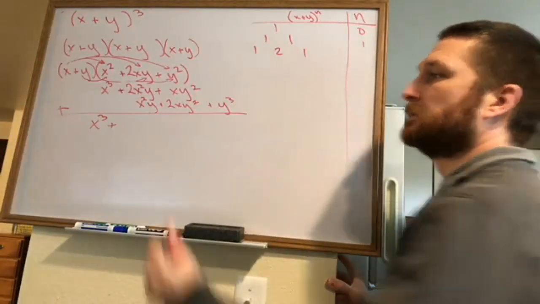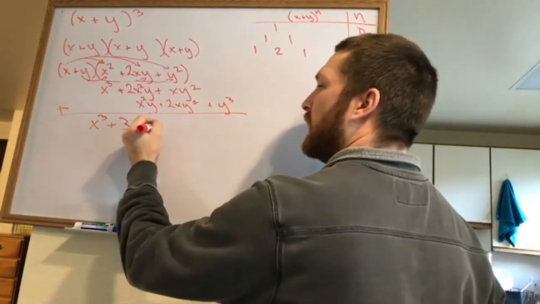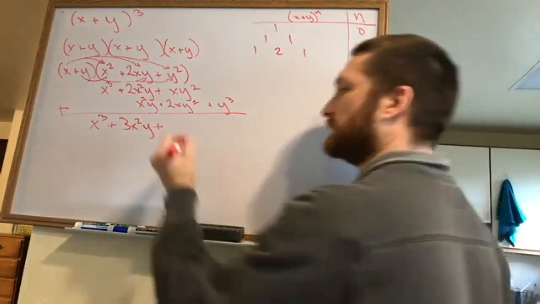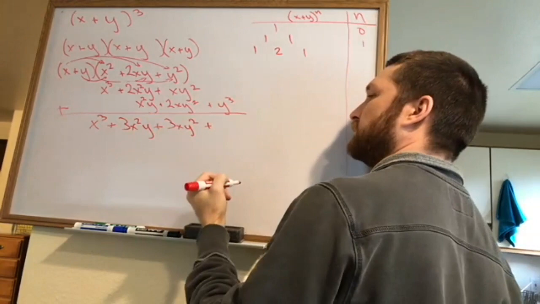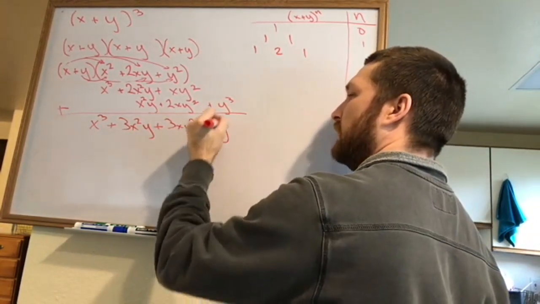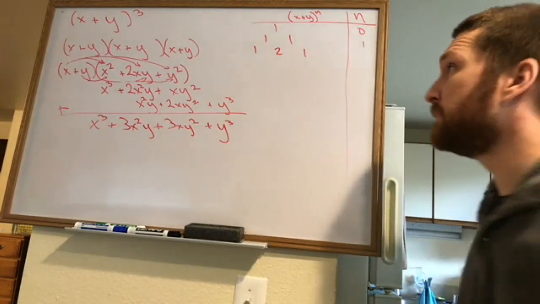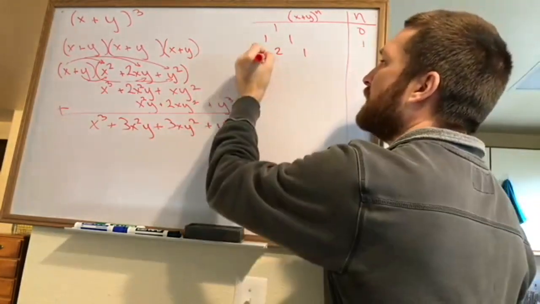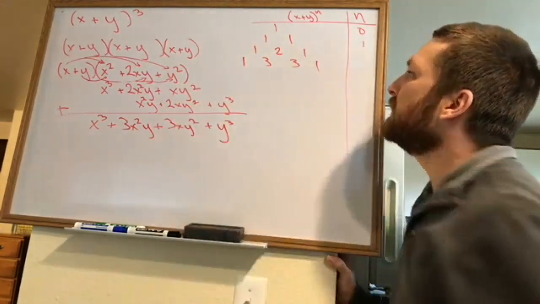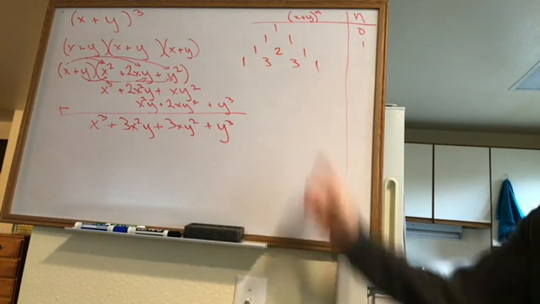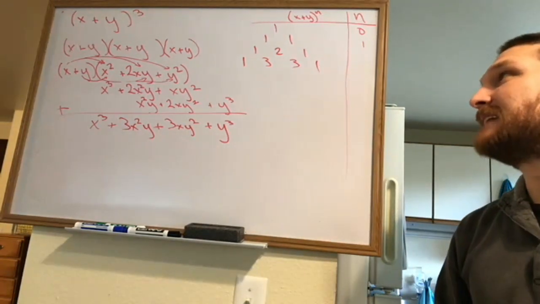3x squared y, plus 3xy squared, plus y to the third. What are my coefficients? What's the first coefficient? 1, 3, 3, 1. Have you ever heard of Pascal's triangle? I have. That is what this is.